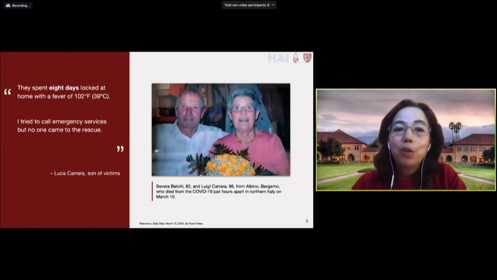One thing that is most heart-wrenching when we hear the worldwide news about COVID-19 is the human losses and suffering. Here, a son recounted a chilling story of his elderly parents suffering high fevers at home in Italy for 8 days before passing away with coronavirus without proper medical help.